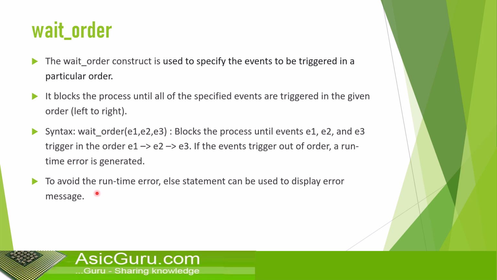To handle such errors gracefully, you can pair wait_order with an else to print an error message or to take any corrective action. This feature is particularly useful in protocol checking and sequential handshakes when order matters.